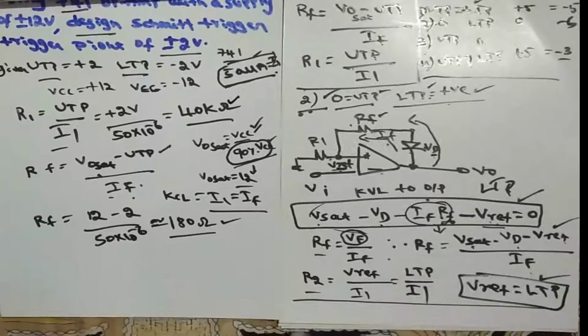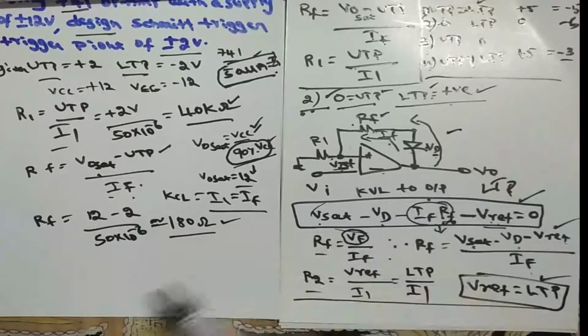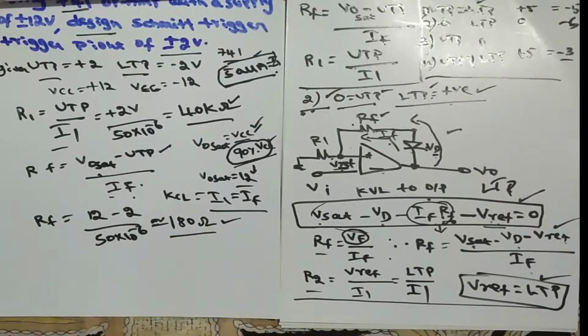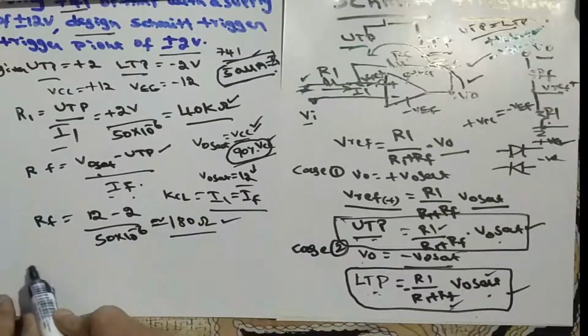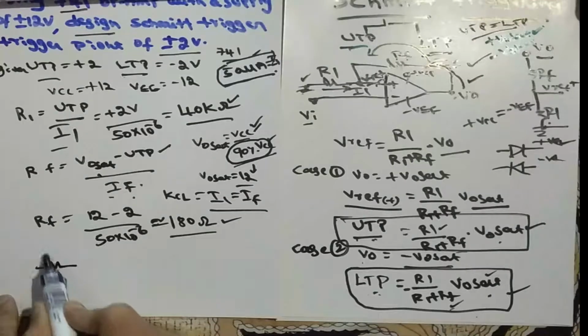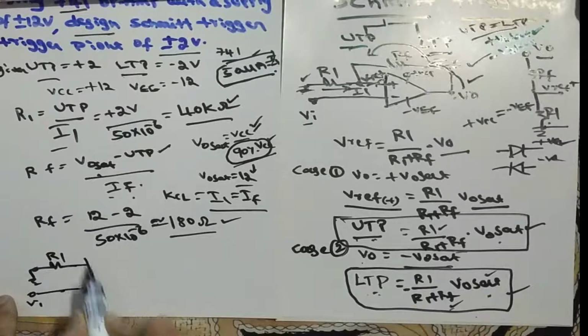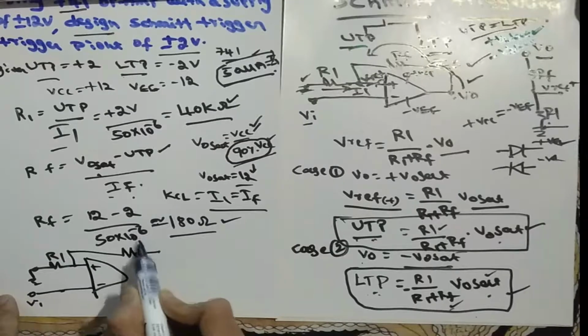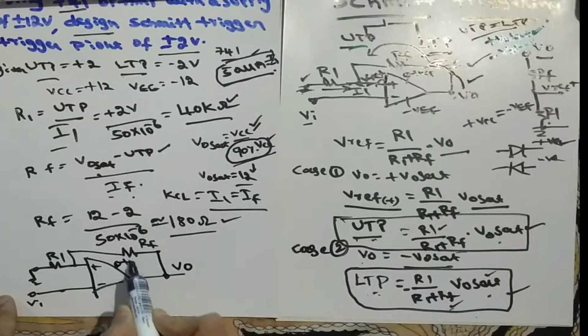Whenever they ask for the design, always write the circuit diagram. The circuit diagram is just copied from the first one. Since UTP and LTP are equal in magnitude, take the same circuit. First we have R1, then it is connected to ground, and here we have VI. Positive is connected here, negative here, and we have the resistor RF, and we have V0. Anyway, this is plus VCC, this is minus.